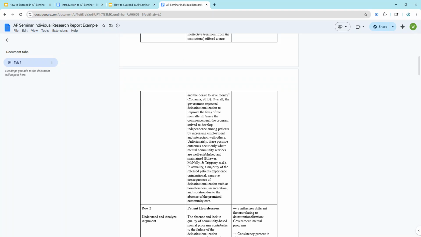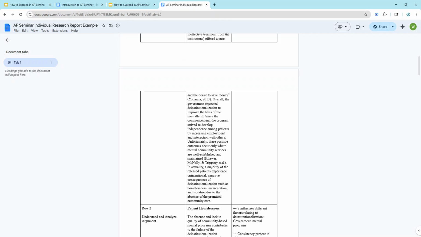Since the commencement, the program strived to develop independence among patients by increasing employment and interaction with others. Unfortunately, these positive outcomes occur only where mental community services are well established and maintained. In actuality, a majority of the released patients experience unintentional negative consequences of deinstitutionalization, such as homelessness, incarceration, and isolation due to the absence of the promised community care.